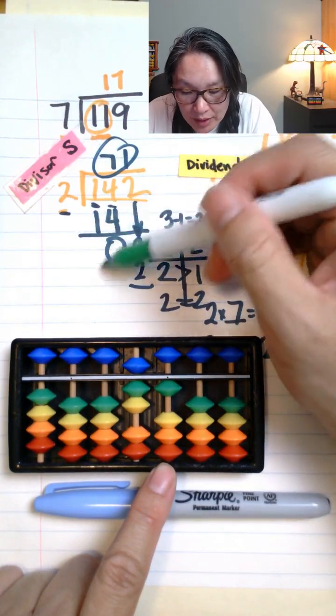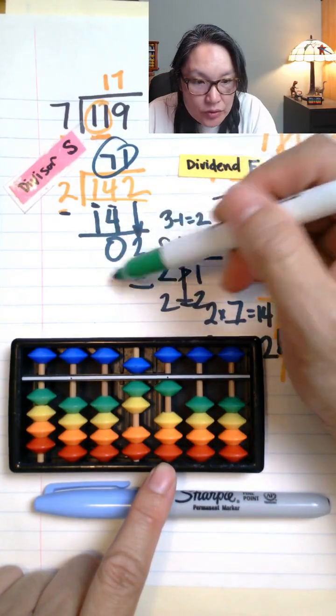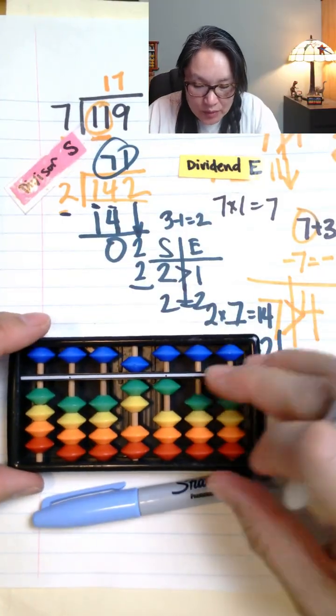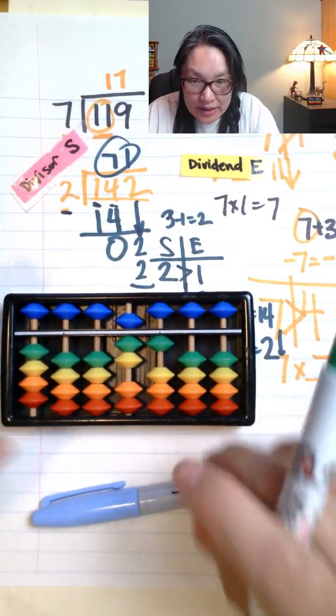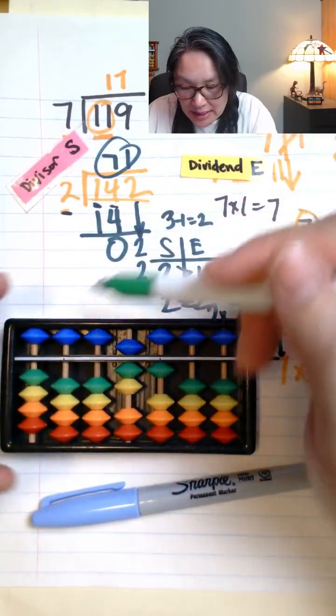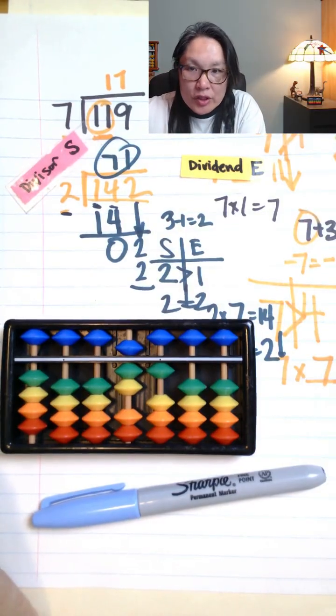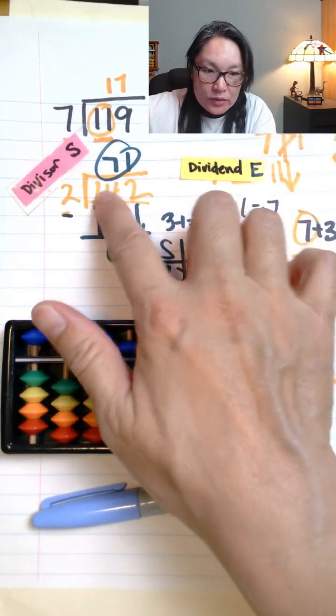But in abacus, we don't do this. We're actually doing long division on the abacus. We're actually doing our takeaway on the abacus. So that's why we don't see this part here. I just write it out so it's more for demonstration. Usually we just have the number.